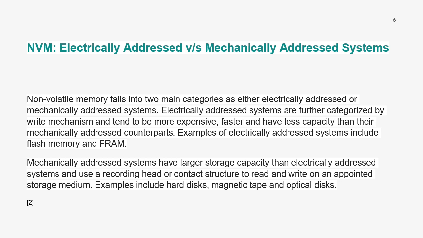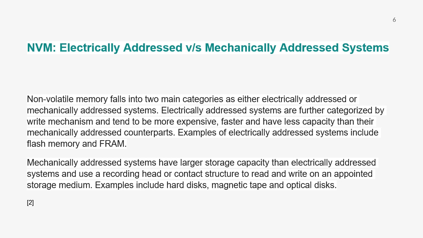Next, non-volatile memory can be addressed in two ways. The first one is electrically addressed systems, and the second one is mechanically addressed systems. Non-volatile memory falls into two categories: either it is electrically addressed or mechanically addressed. The electrically addressed systems are further categorized by write mechanism and tend to be more expensive compared to mechanically addressed systems.